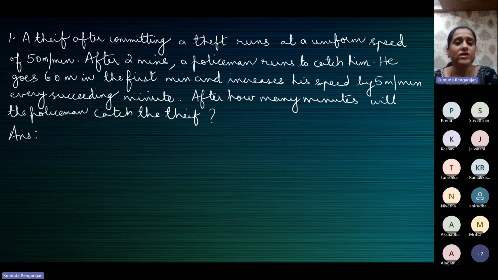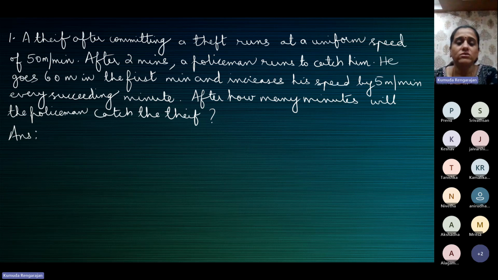All right. So a thief, after committing a theft, runs at a uniform speed of 50 meters per minute. After 2 minutes, a policeman runs to catch him. The policeman goes 60 meters in the first minute and increases his speed by 5 meters per minute every succeeding minute. After how many minutes will the policeman catch the thief?